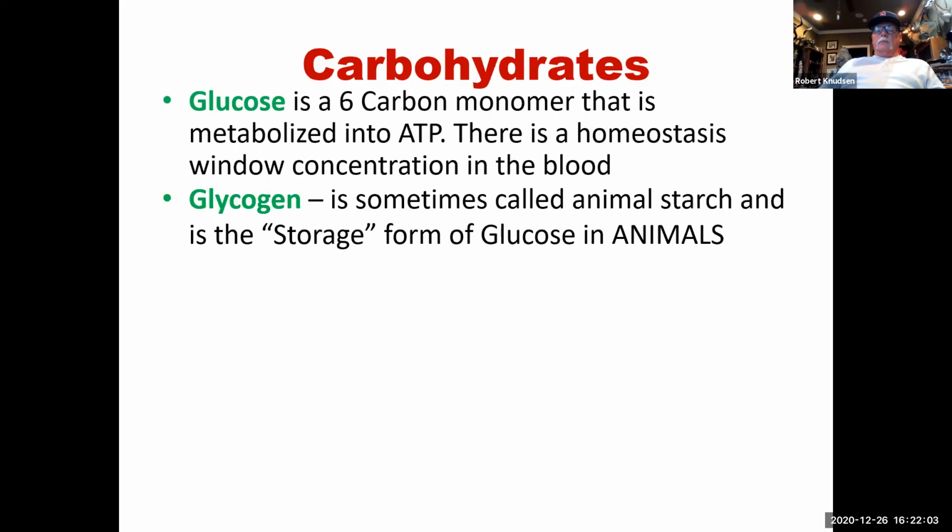Glucose is a 6-carbon monomer that is metabolized into ATP. Cellular respiration is how we make energy. Us, humans, animals. Animals cannot make their own glucose. They have to eat something that has made it. And ultimately, what has made it is a plant.